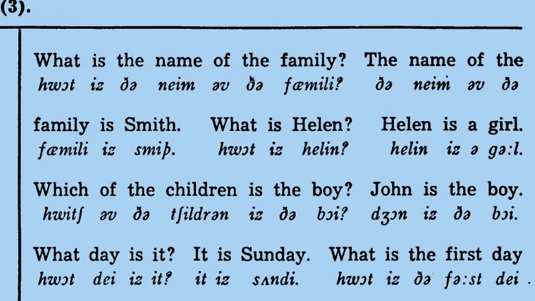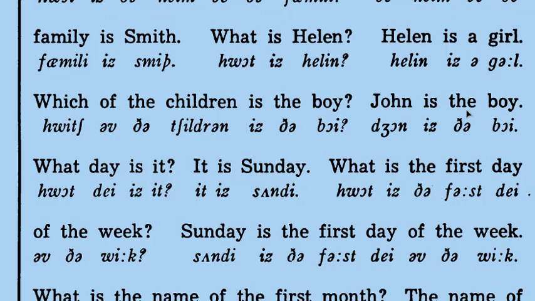What is the name of the family? The name of the family is Smith. What is Helen? Helen is a girl. Which of the children is the boy? John is the boy.